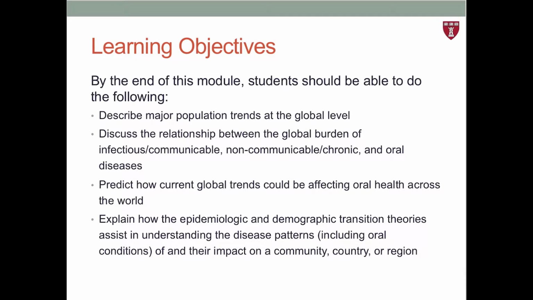We aim to meet the following learning objectives with this module: describe major population trends at the global level, discuss the relationship between the global burden of infectious, communicable, non-communicable, chronic, and oral diseases, predict how current global trends could be affecting oral health across the world, explain how the epidemiologic and demographic transition theories assist in understanding the disease patterns, including oral conditions, and their impact on communities, countries, and regions of the world.